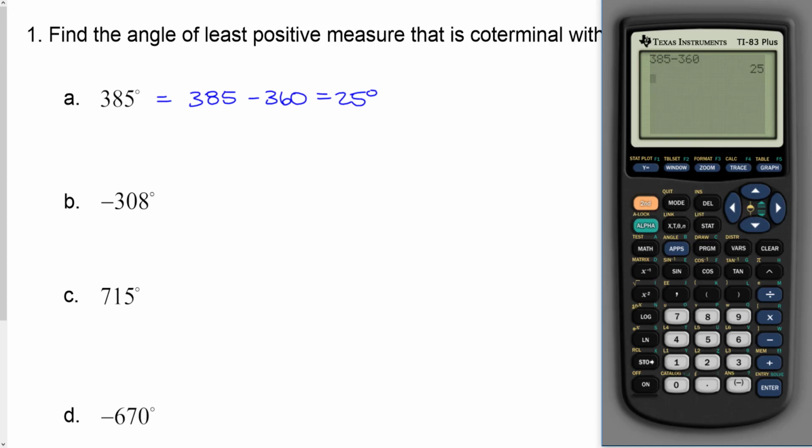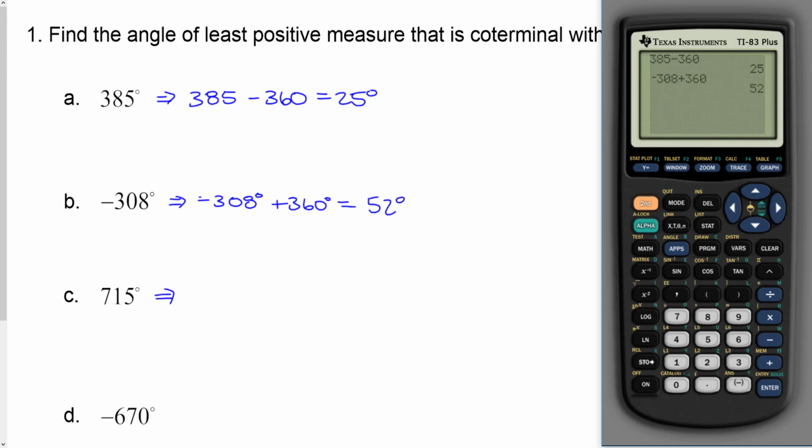All right, with negative 308, what we'll have to do is add 360 because this is lower than the range we need. So we need to get up into where we need to be. So I would just do negative 308 plus 360. Just be careful to use a negative instead of a minus sign for the 308. But we get 52 degrees.